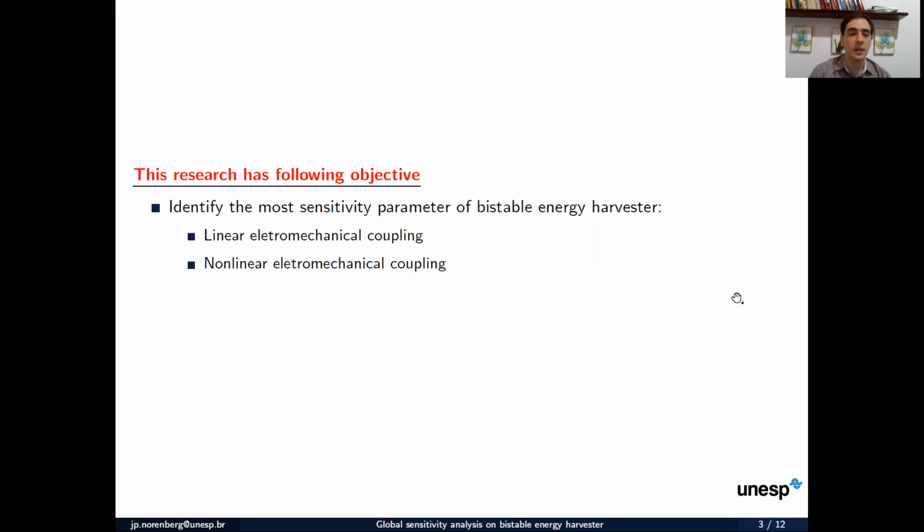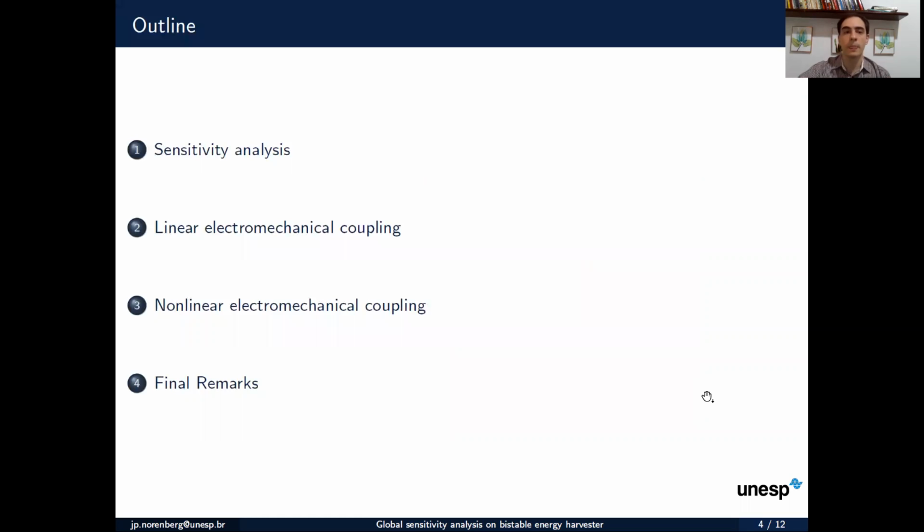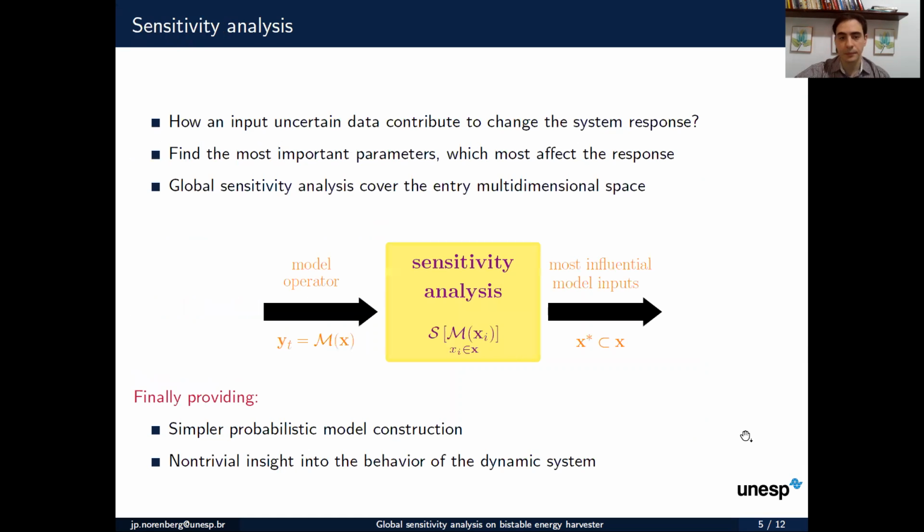The objective is to identify the most sensitive parameters of the bistable energy harvester, considering uncertain input data, and we analyze first a linear electromechanical coupling and second a nonlinear electromechanical coupling. I divide my presentation into four sections. First, I introduce some concepts about sensitivity analysis. Second, I present the bistable linear electromechanical coupling and our numerical results. Then, I consider a nonlinear electromechanical coupling, and after, the final remarks.